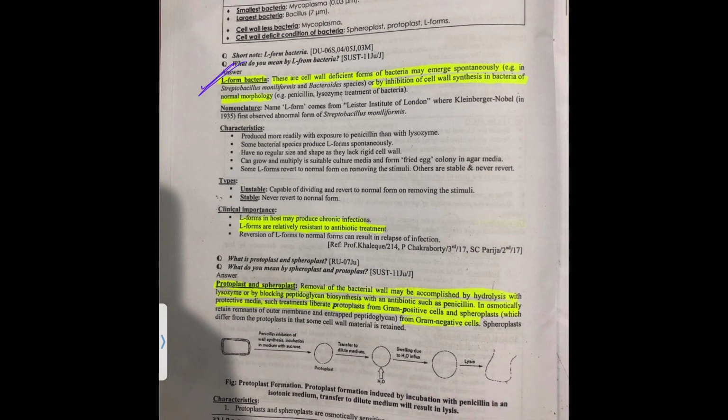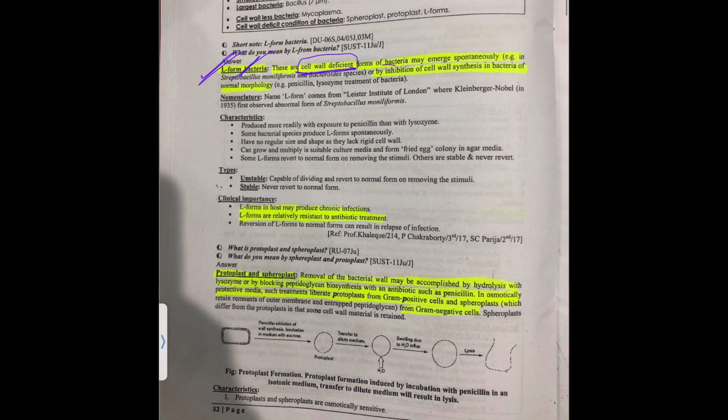What are L forms? Cell wall deficient forms are known as L forms. They can be produced in chronic infections or in antibiotic treatment. If we give any cell wall inhibitor, then the bacteria becomes clever. It will form structures which do not have a cell wall, so that the antibiotic cannot work on the bacteria and the bacteria will survive for years. So L forms are basically resistant to antibiotic treatment because they do not have a cell wall, and they can produce chronic infections.